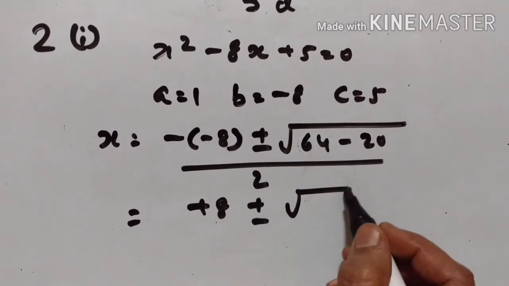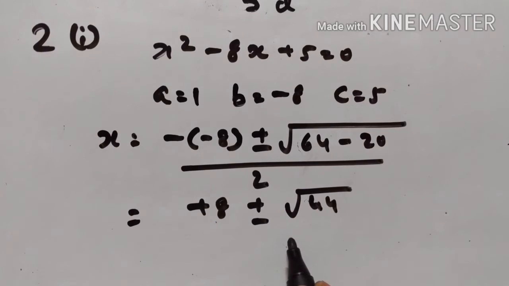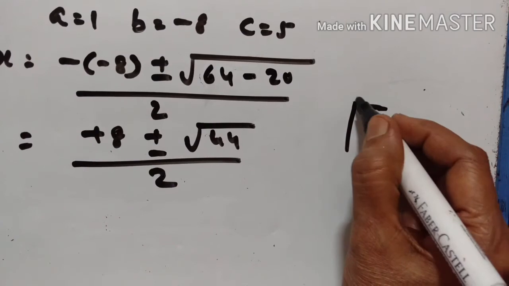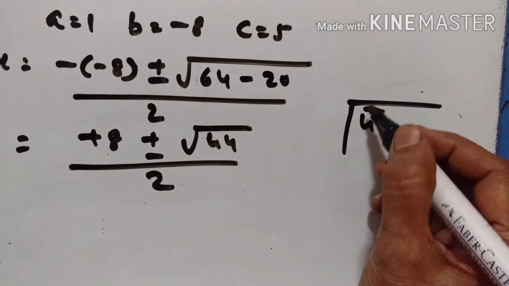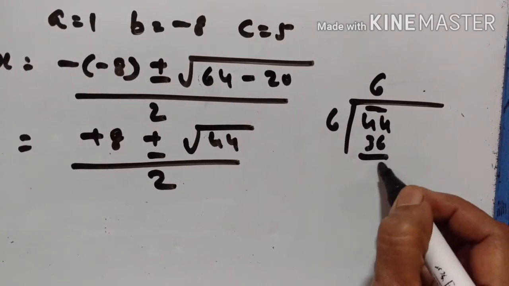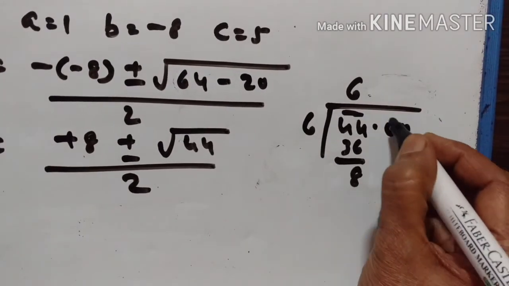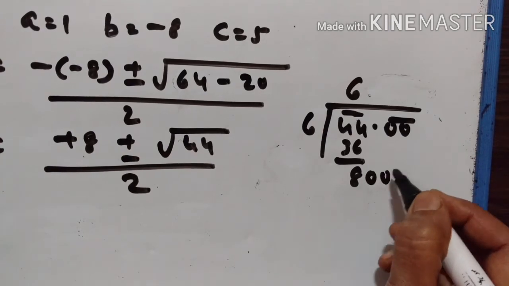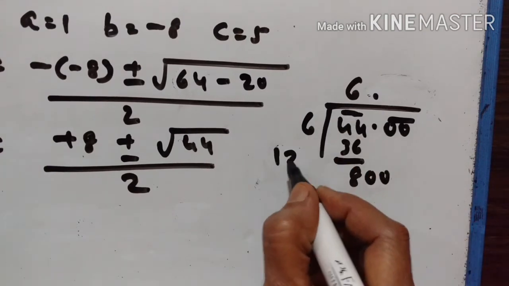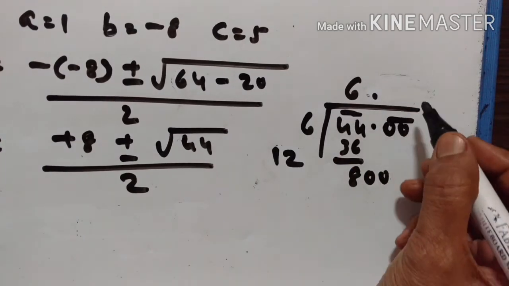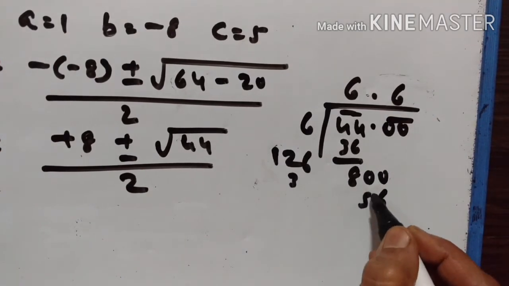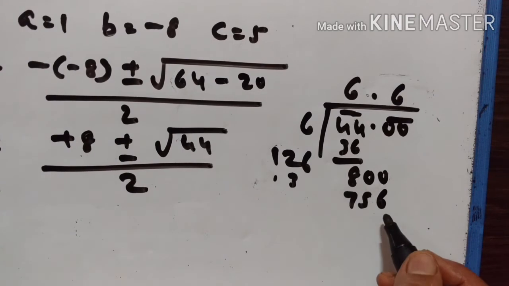44. Square root of 44 upon 2. Square root of 44 is equal to what? 7 7s are 49, so let us take 6. 6 6s are 36. Let us take this pair of zeros. 6 plus 6. 7 is more, so let us take 6. 6 6s are 36.